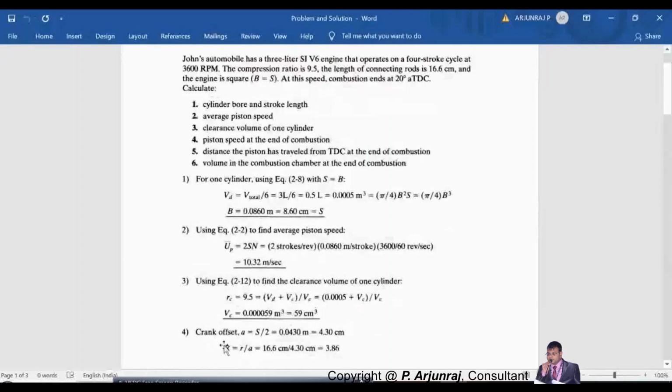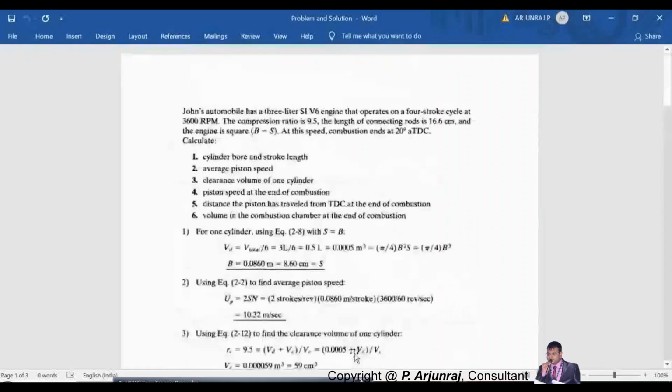And there is a formula for crank offset, which is nothing but S by 2, where S stands for the stroke length and A is nothing but the crank offset. We have seen this during the theory class also, where R is equal to small r by L, which we have seen. And we know the crank offset is 4.3 here, and the connecting rod length is 16.6. We have seen the formula in the theory class, and I have used that here. So you get 3.86.